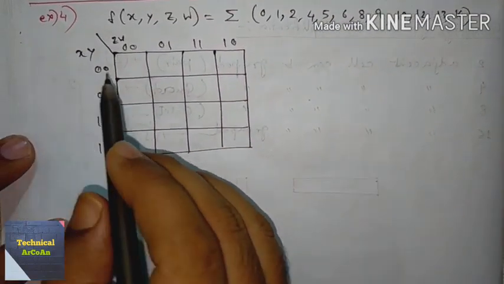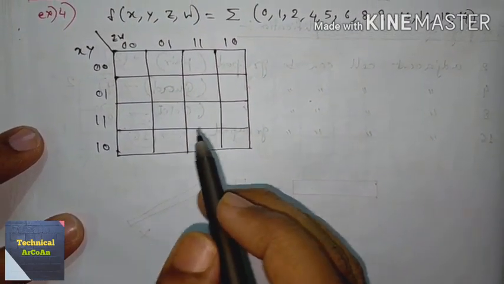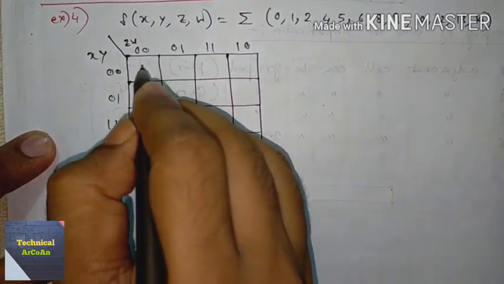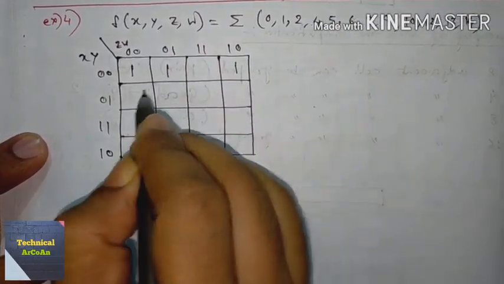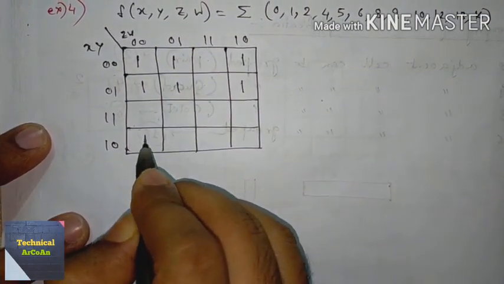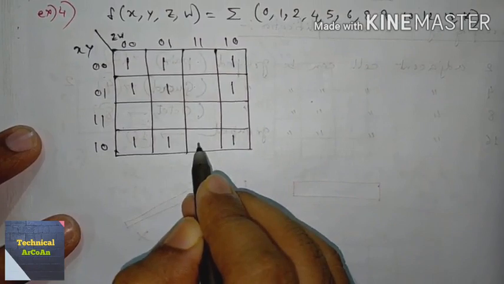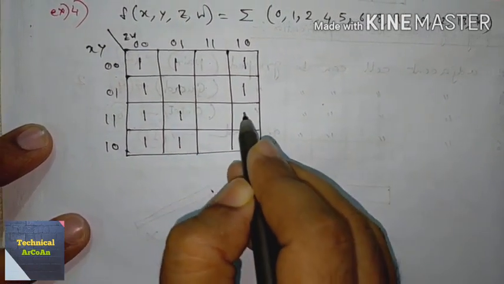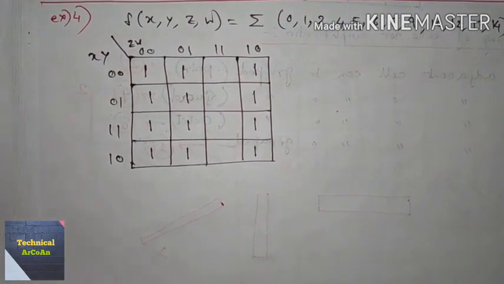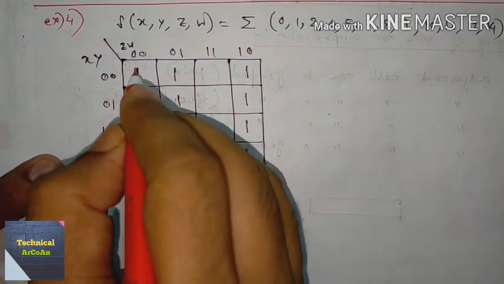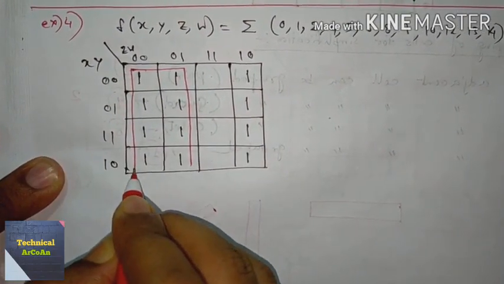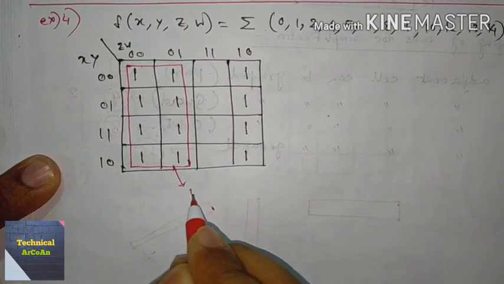Now take another example where we take 4 variables. So what positions are given? These minterms are given: 0, 1, 2, 3, 4, 5, 6, 7, 8, 9, 10, 11, 12, 13 and 14. Okay. Now we form the groups. So here we form an octet because the 8 ones can form a group here. Okay. So that is the first group.